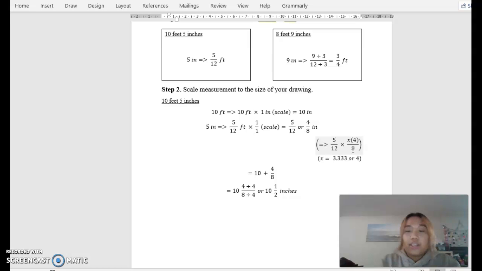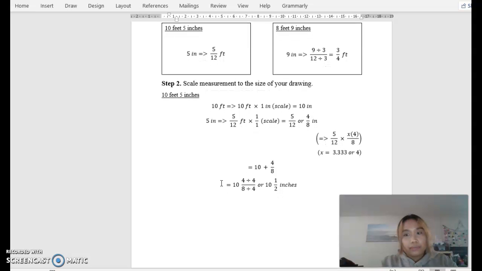That gives us 3.33 or 4. So our new fraction would be 4 over 8. So to get the final answer for the first problem, we have to add. So 10, we got it from here, plus 4/8, that gives us 10 and 4/8.